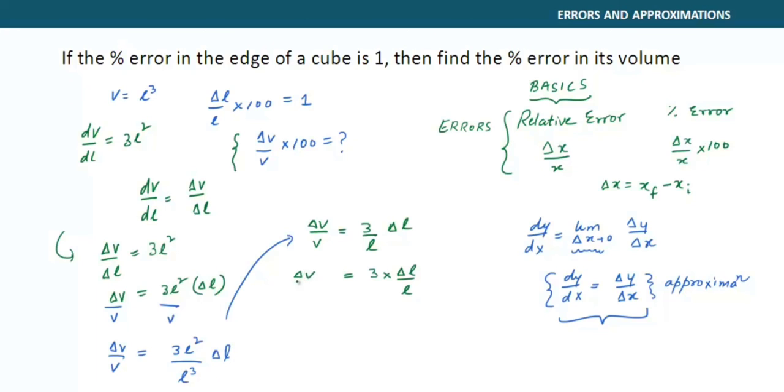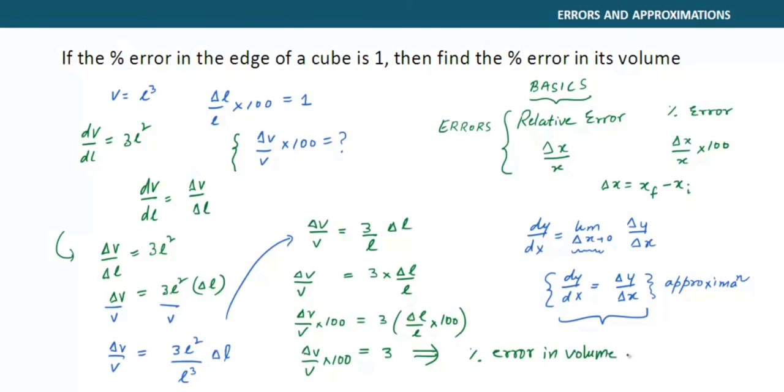So it was nothing but given to us. We just need to multiply by 100 on both sides. So delta V by V into 100 is equal to 3 into delta L by L into 100. Now this is given to be 1. So this is nothing but 3. So delta V by V into 100 comes out to be 3. So the answer is the percentage error in volume is nothing but 3%. Right? This is how you solve these kind of questions. I have written percentage, so I should not write it here, but let's say the error in the volume is 3%. So this is how you will solve this question. Got it?